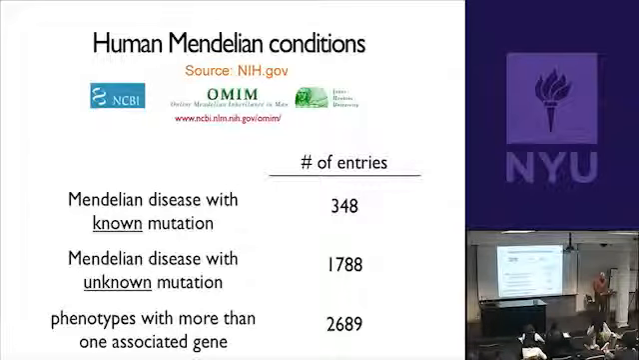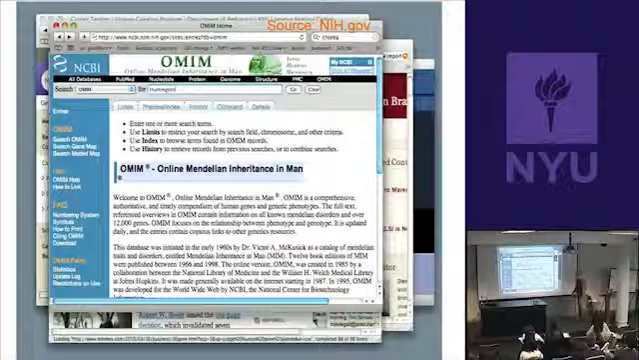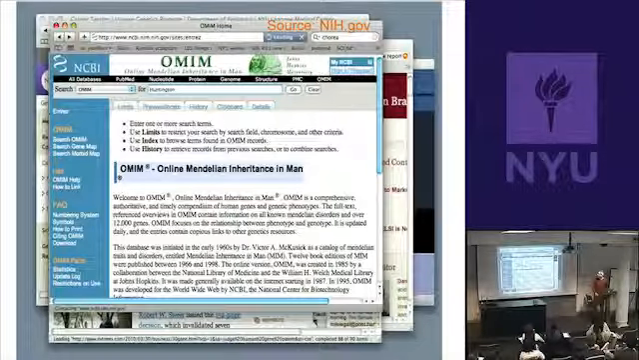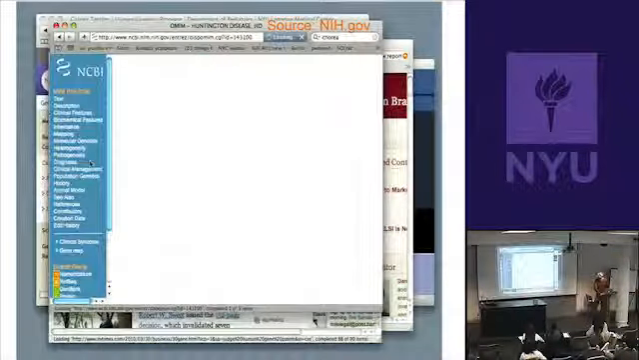And so I just want to show you real quick what the database looks like. It tends to be fairly technical information because it's meant for researchers who are active in the field. It's not necessarily meant for the public. But we can get a sense of what's in it by doing a search for something like Huntington's disease. Okay? And so if we click on what's found here, you'll see the kind of information that's in this database.